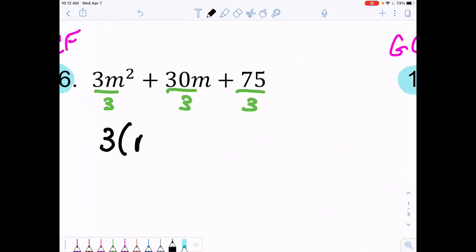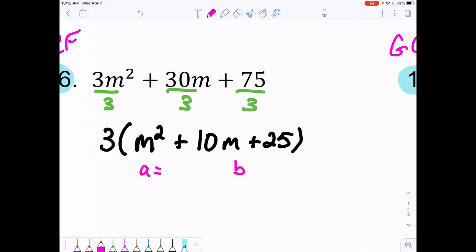m squared plus 10m plus 25. Got it. Your A is, and what's your B? The B is 5. What's the square root of 25? So what you're picking here is you're taking the square root of your last term. So the square root of m squared is just an m. The square root of 25 is just a 5. So same as we did yesterday.